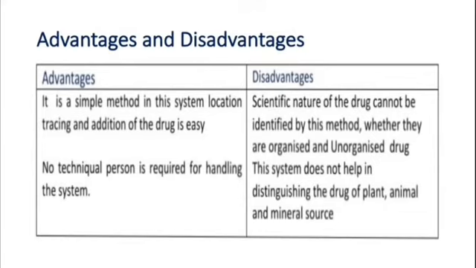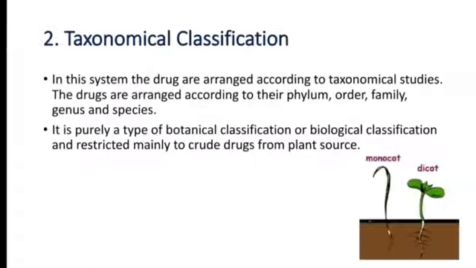Advantages and disadvantages of alphabetical classification. Advantages: first, it is a simple method. In this system, location tracing and addition of a drug is easy. Second advantage, no technical person is required for handling the system. Disadvantages: first, the scientific nature of the drug cannot be identified by this method, whether they are organized or unorganized drugs. Second disadvantage, this system does not help in distinguishing drugs of plant, animal and mineral sources.